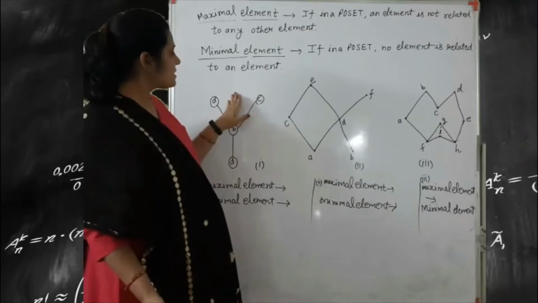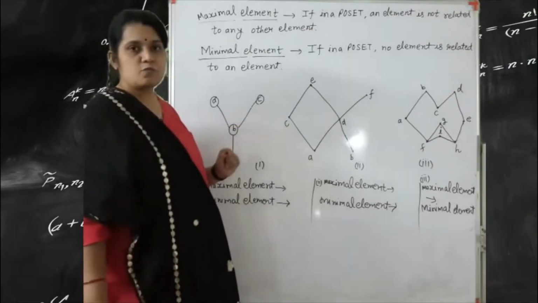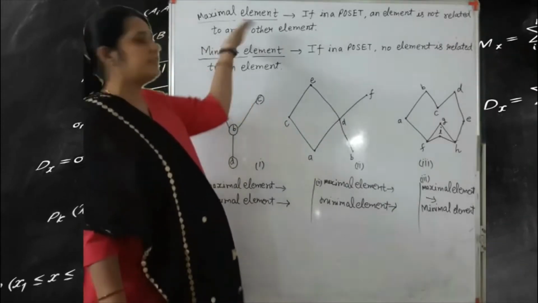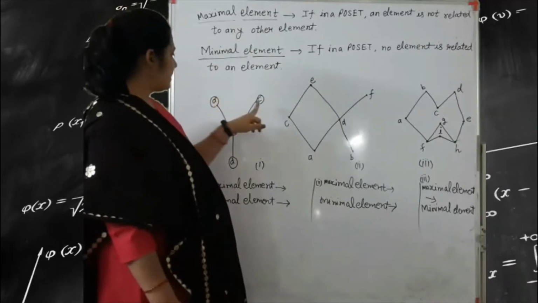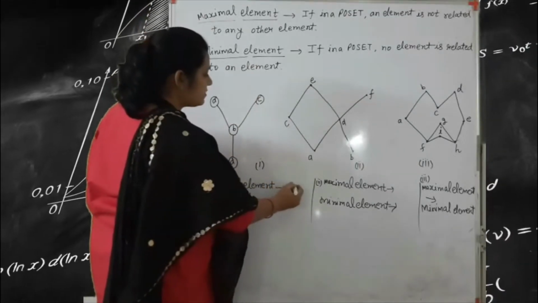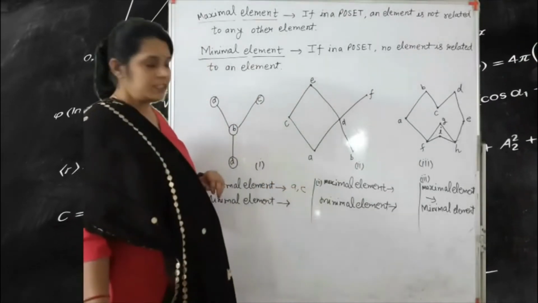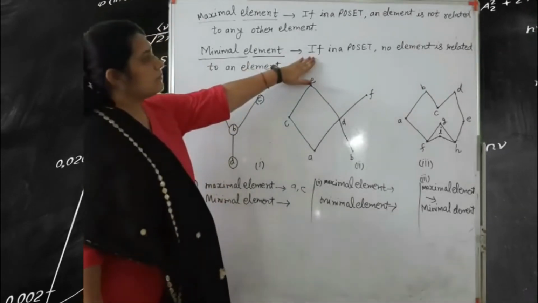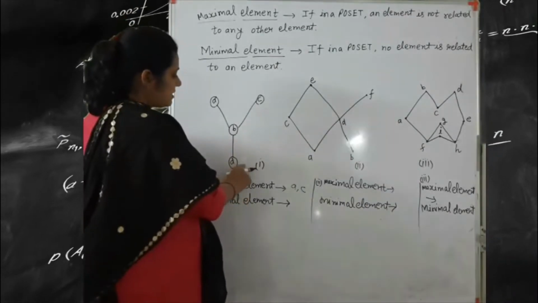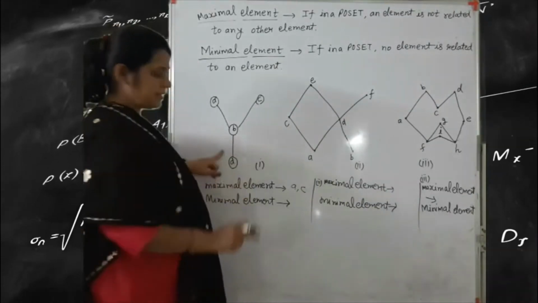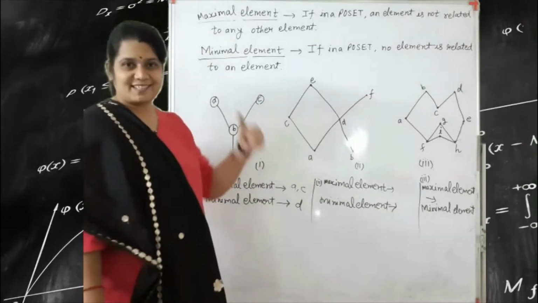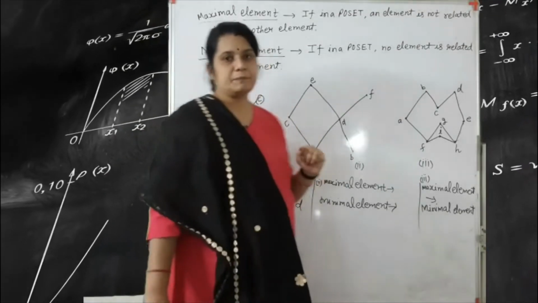Okay, so in this Hasse diagram, what is the maximal element? Maximal element means an element is not related to any other element. So here A and C are not related to any other element. That means the maximal elements are A and C. Got it? Minimal element means no element is related to an element. Here D is the bottom element and no other element is related to it, so your minimal element is D. Okay, this is the first example. Next example.